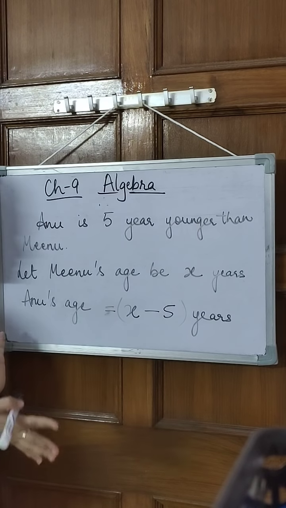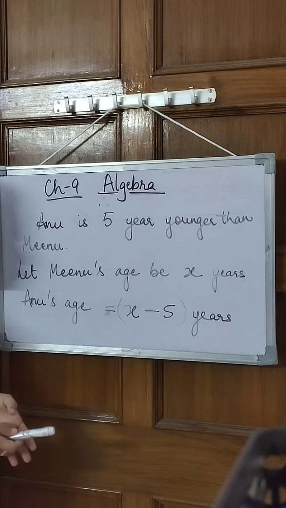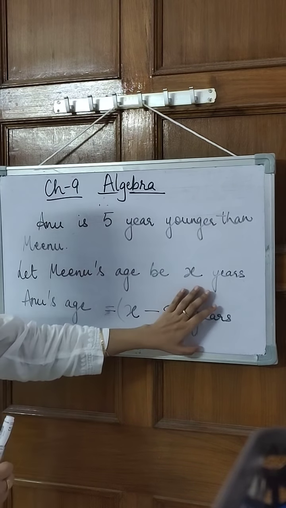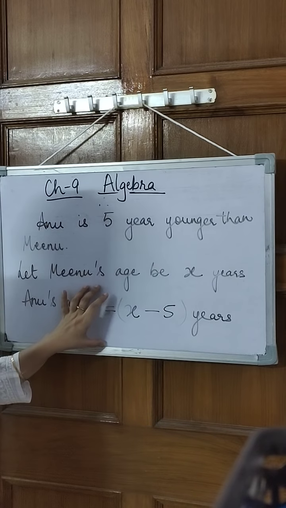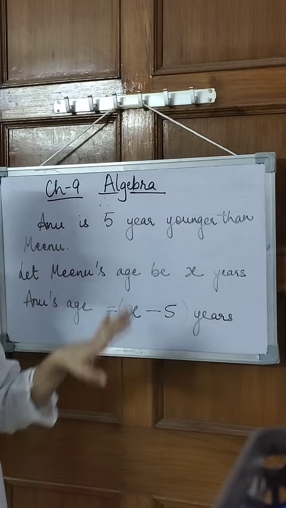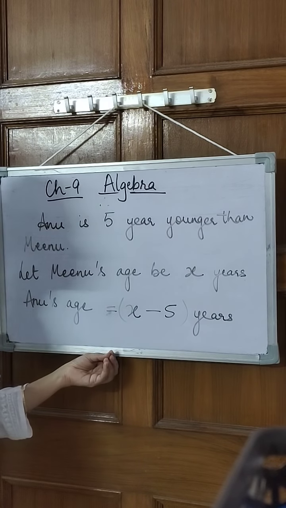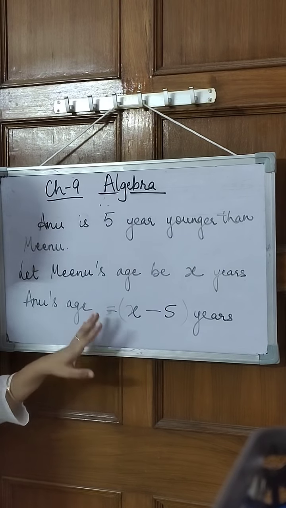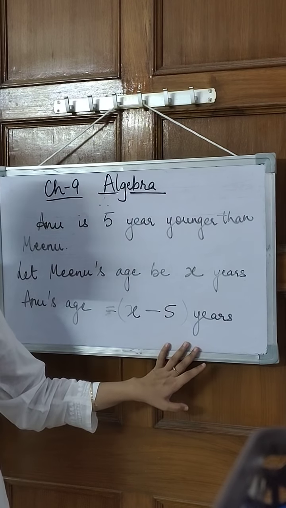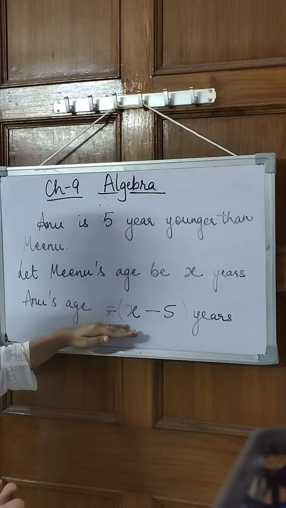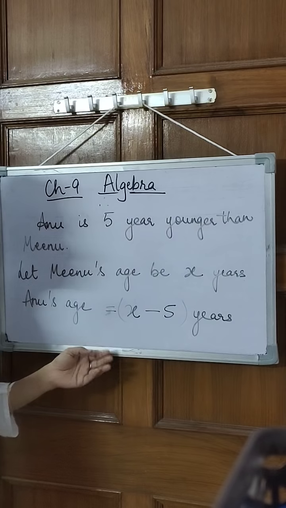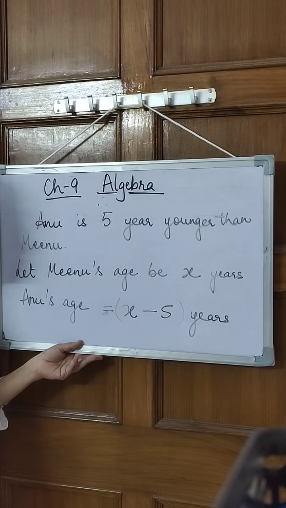So what we can see here is that with the help of algebra, or with the help of this unknown x, we have developed a relation between Anu's age and Meenu's age. This is what we can do in algebra: we can develop a pattern or relation between quantities, and with their help we can find out any number, whether at the age of 50, 10 or 15.